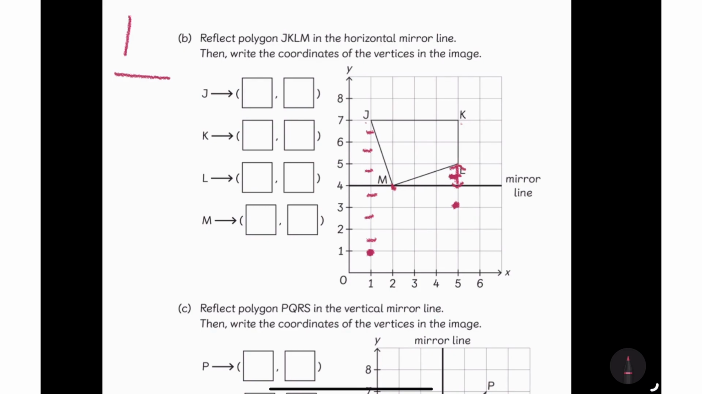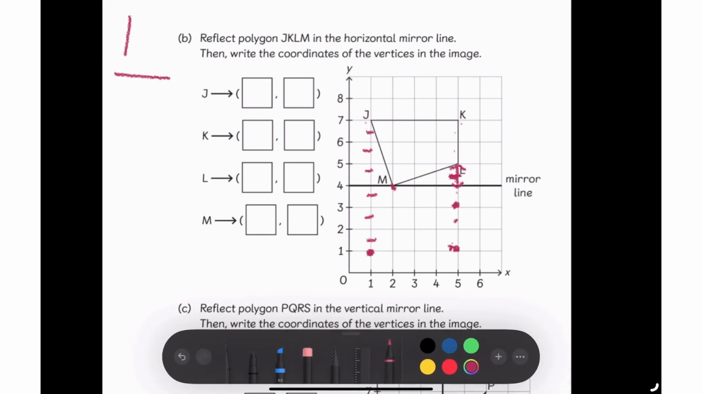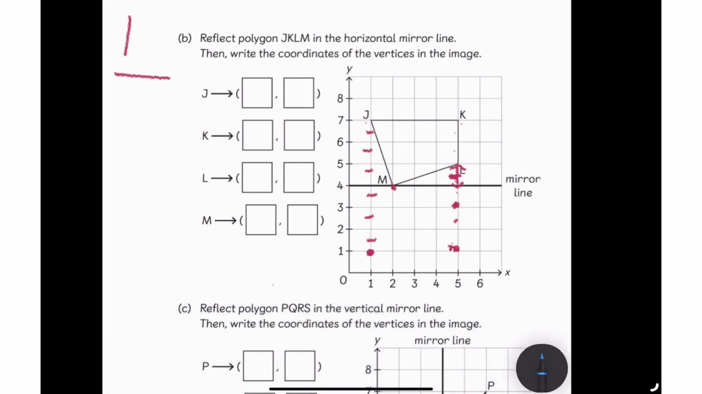Let's go for K. 1, 2, 3. So how many units? 3 units from the mirror line. I will count 1, 2, and 3 from the mirror line, right? So let me change the color to show you the figure now.